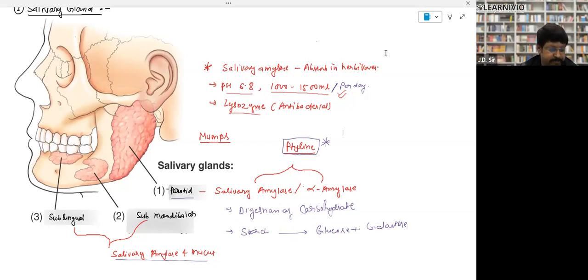Next point. In the same parotid gland, the disease. Have you heard about the disease mumps? The disease mumps is a viral infection in parotid gland. Full stop.